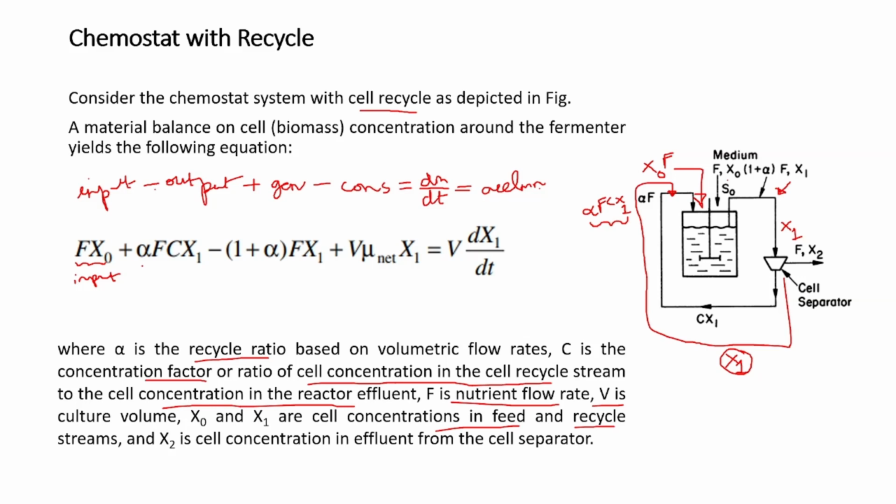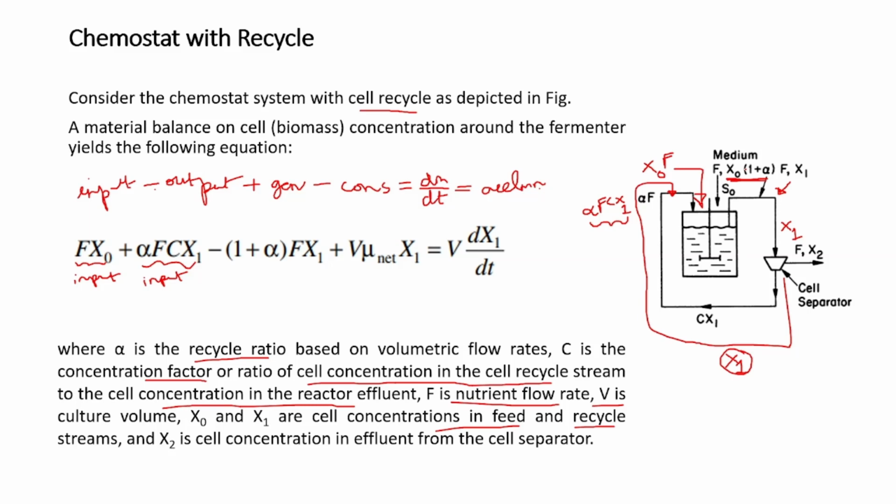So in the total biomass balance, it is alpha F C x1. Now you can see this is also entering the chemostat. So this is also the input.